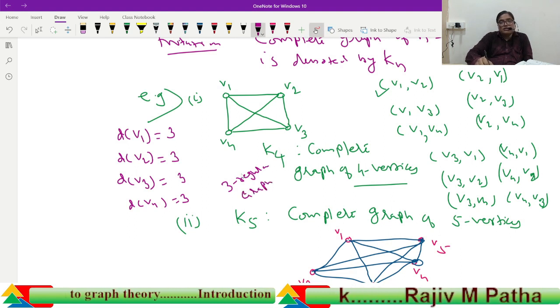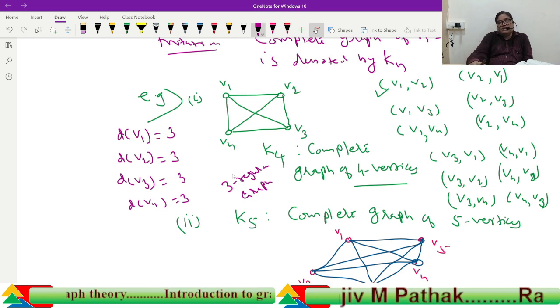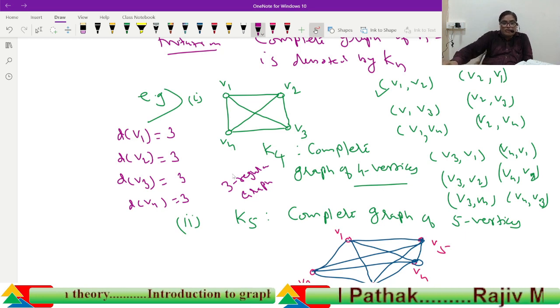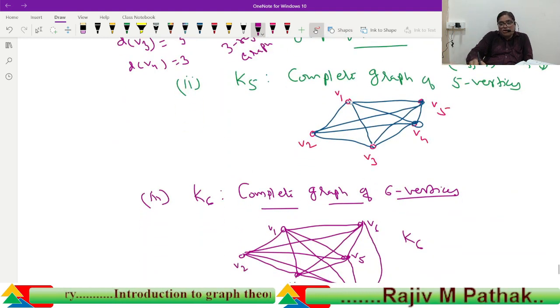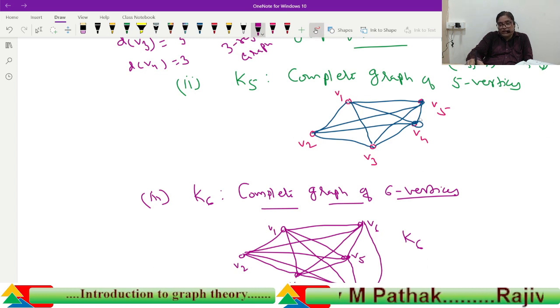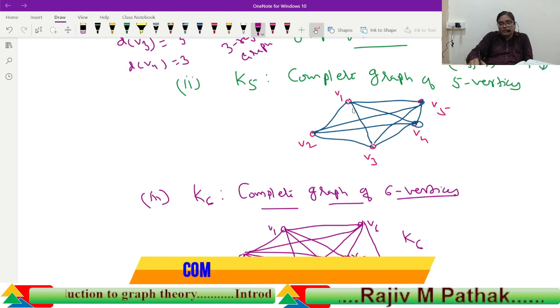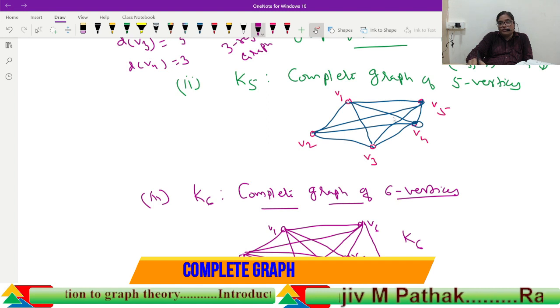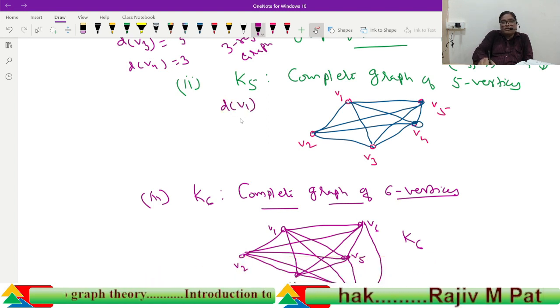So K4 is a 3-regular graph because the degree of each vertex is 3. Now come to K5. Let's count the degree of V1. How many edges are incident? 1, 2, 3, 4. So total 4. V1 to V2 is an edge, V1 to V3 is an edge, V1 to V4 is an edge, V1 to V5. So the degree of V1 is 4.